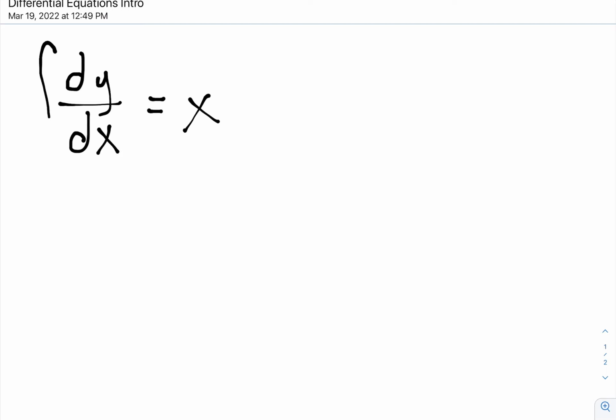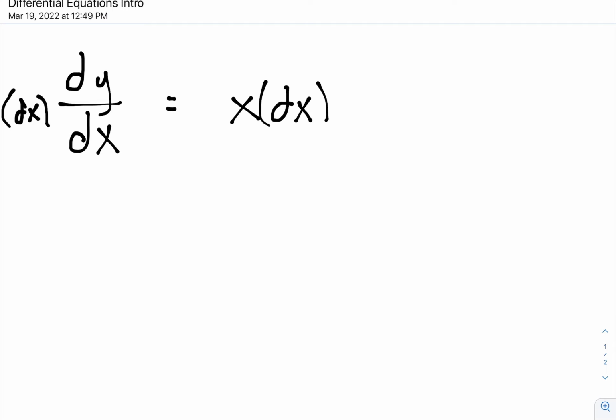So if we integrate both sides, we take the indefinite integral, and we have to multiply both sides by dx. Even before we integrate it, I'll give myself more room here. dy by dx equals x. If you multiply both sides by dx, then this dx goes away. So we have dy equals x dx.